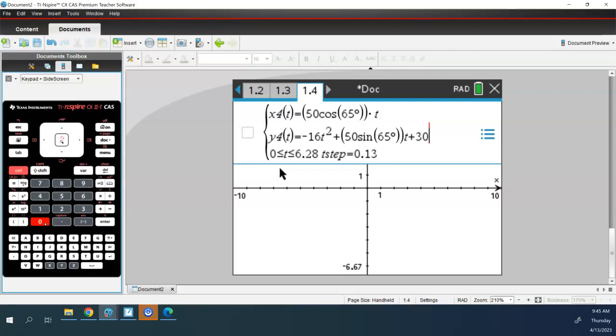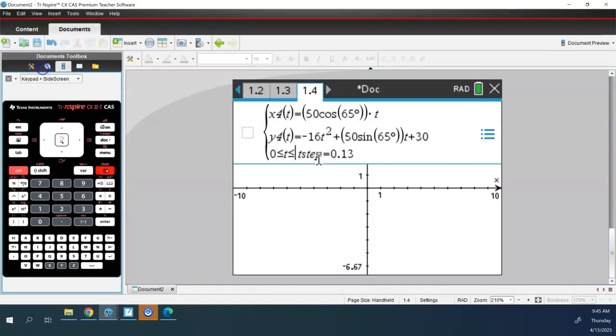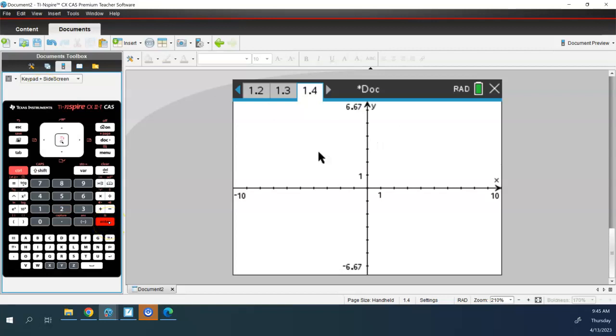30. Now my t step here, I'm going to drop that down, because I want to show you something here. I'm going to drop that down to 2, because I think that ball's only going to be in the air for 2 seconds. Okay. Now, when I hit enter, I don't see anything. Why don't I see anything?